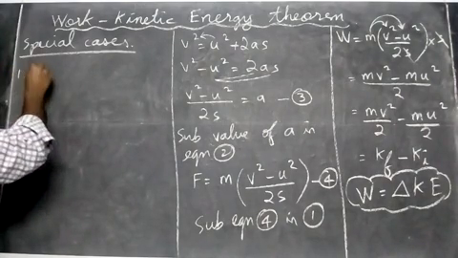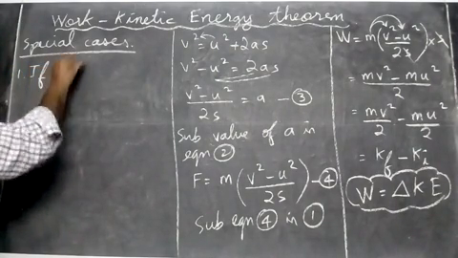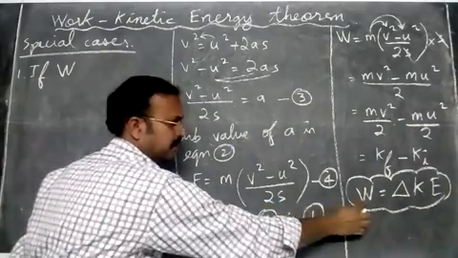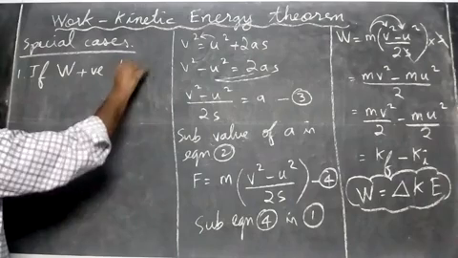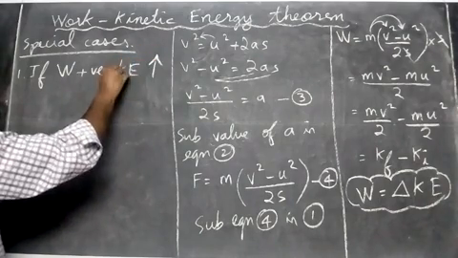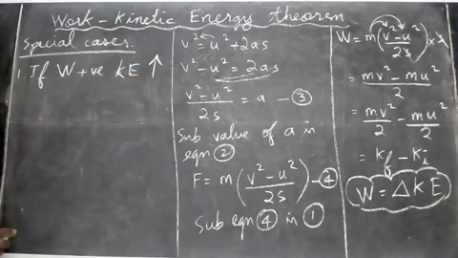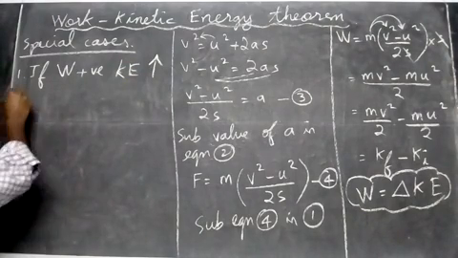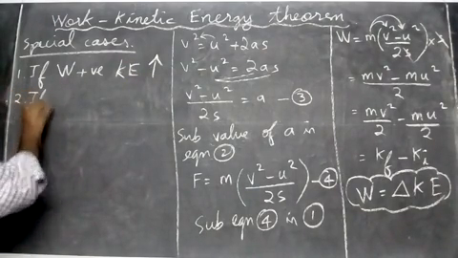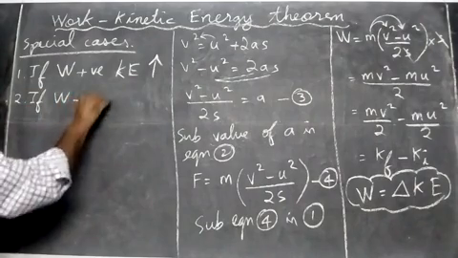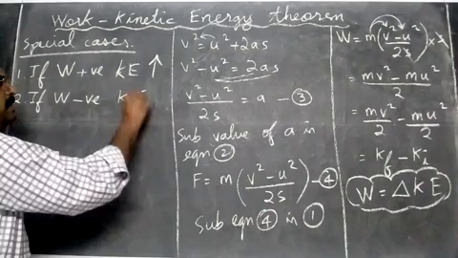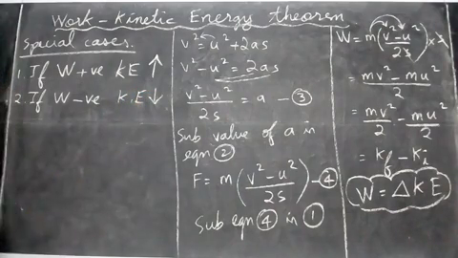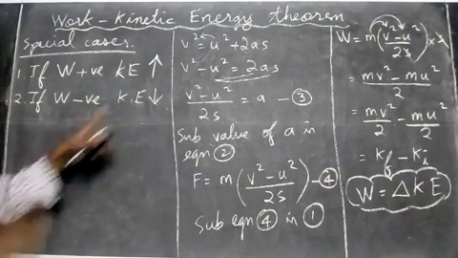So first one, if the work done is positive, the kinetic energy of the object will increase. This symbol I have written as an upward arrow to show an increase. Then the second one is if work done is negative. If we do negative work, the kinetic energy of the object will decrease. I have written decreasing like this way. We can write it in words also.